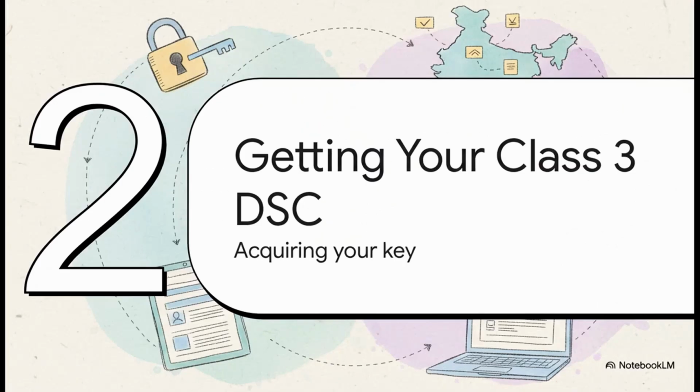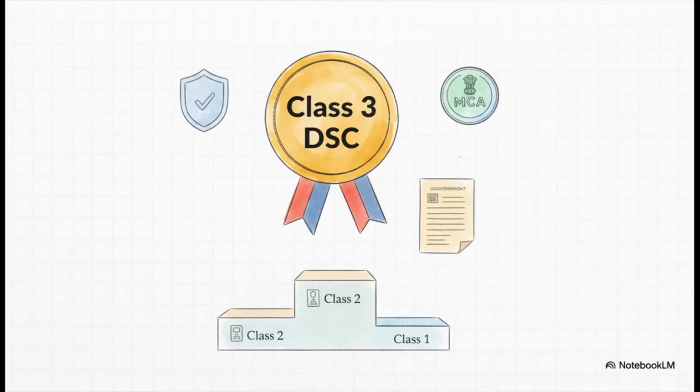Okay, so now we know what it is and who needs one. Let's get practical. How do you actually get your hands on your very own DSC? And here's the crucial part. You can't just get any DSC. Not all of them are created equal. For anything you're filing with the Ministry of Corporate Affairs, especially that super important SPICE Plus form to incorporate, you absolutely must have a Class 3 DSC. Think of it as the maximum security version. It provides the highest level of identity verification, which is why the government insists on it.